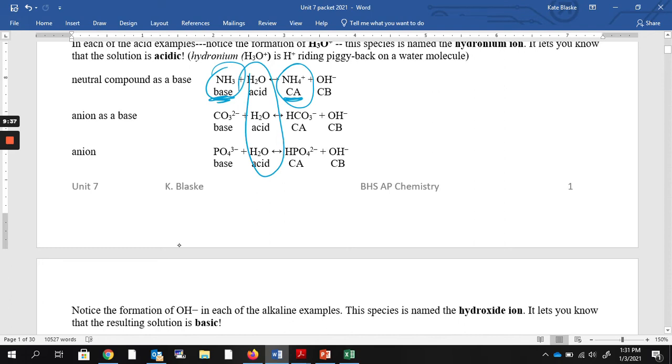So again, I can have negative ions acting as bases. Very rarely do we have positive ions acting as a base, but we can. Every once in a while you'll see that, so don't worry about that. Again, in these reactions, we see that OH minus being formed. Anytime you see that hydroxide ion being formed, we know that we have a basic reaction going on.